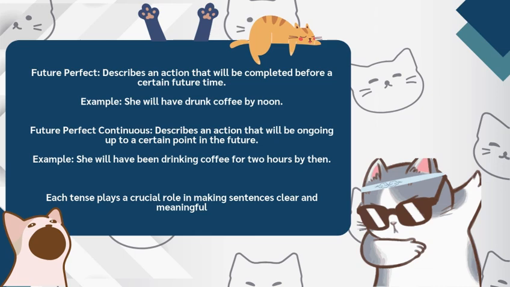And the last, we've got future perfect continuous. It describes an action that will be ongoing up to a certain point in the future. For example, she will have been drinking coffee for 2 hours by then. Each tense plays a crucial role in making sentences clear and meaningful.